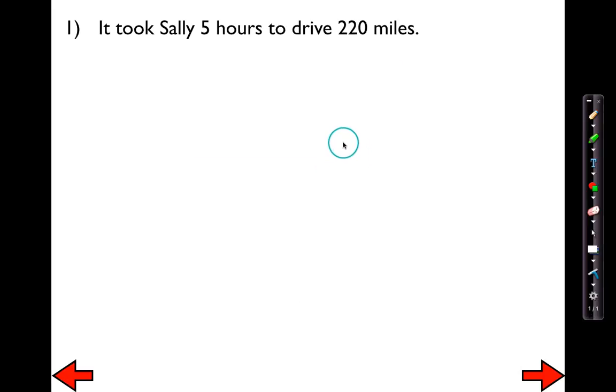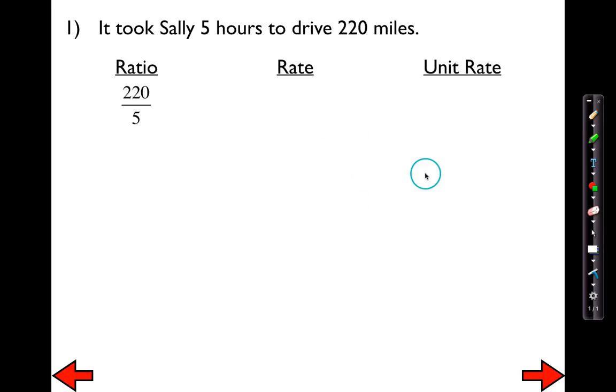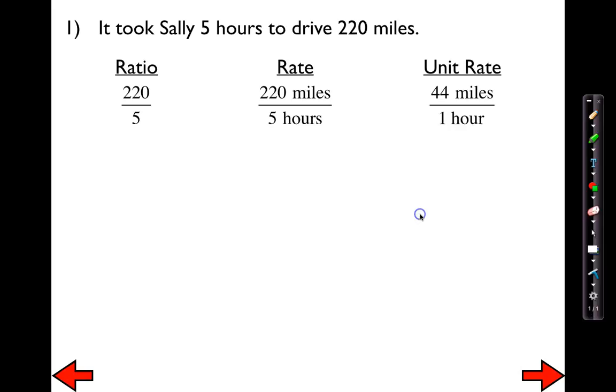Now, with that, we're going to look at the three different parts. We're going to look at the ratio, we're going to look at the rate, and we're going to look at the unit rate. So as a ratio, we would set it up as 220 over 5. Again, we're trying to set it up as miles per hour. Our rate would include the units, so we'd put 220 miles per 5 hours. Specifically for the unit rate, we're going to have to divide because we want to know how much it is for 1 hour, and that's going to be 44 miles per 1 hour.